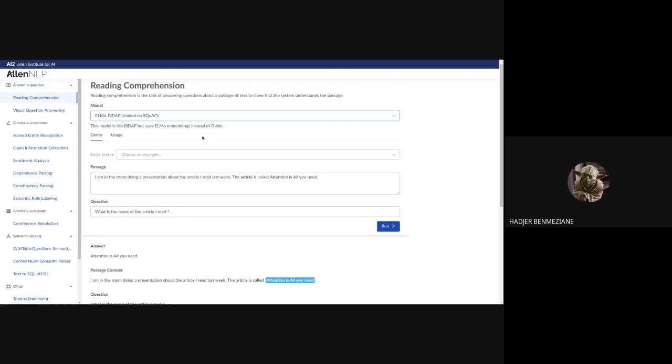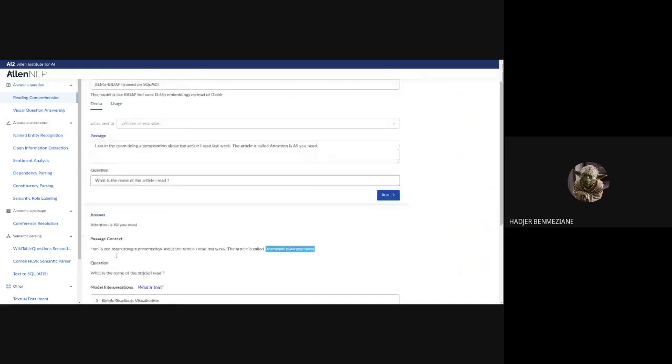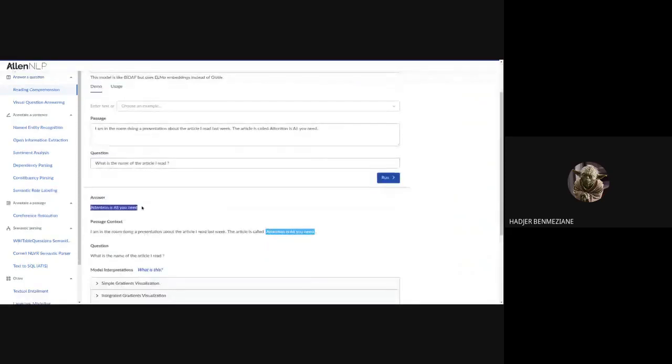So for example, here I'm giving it a passage. I am in the room doing a presentation about the article I read last week. The article is called "Attention is All You Need." And then I question the machine and ask it what is the name of the article I read. And if I run this, I get the answer, "Attention is all you need," which is quite interesting as a task.